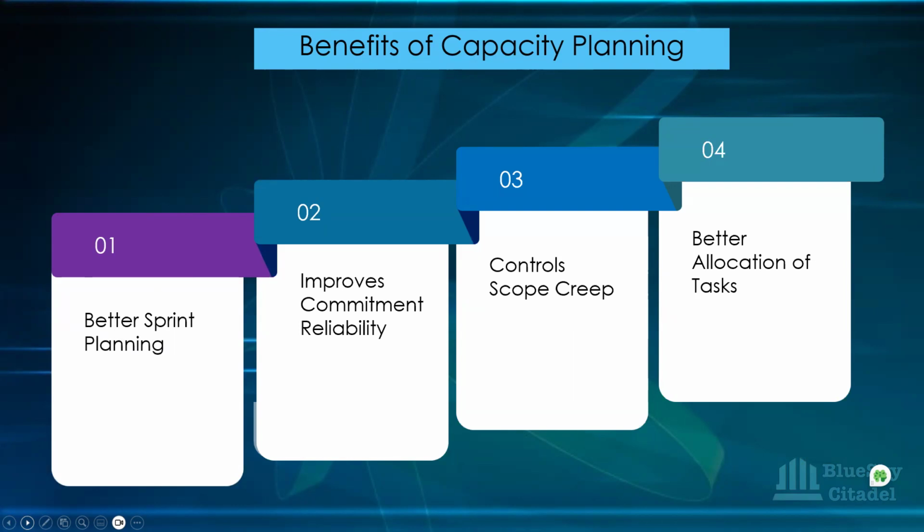That's one of the things that capacity planning helps you to be able to do. And then you're looking at how it improves the commitment reliability. So over time, team members' commitment gets improved and reliable by looking at the capacity pattern.